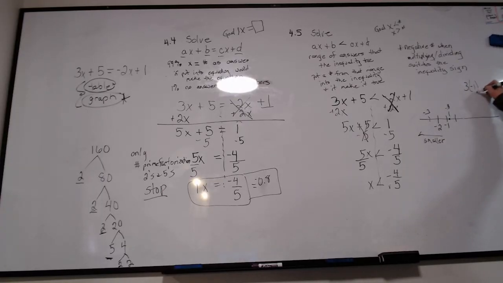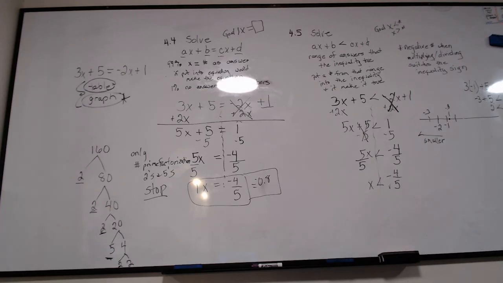3 times negative 1 plus 5 is less than negative 2 times negative 1 plus 1. Negative 3 plus 5 is less than positive 2 plus 1. This gives me 2 is less than 3. Yes, it works. I picked a number within that range, and it works. That's how you check it. So the way we check an equation is a little different than how we check an inequality, because we have to choose a number in that range.